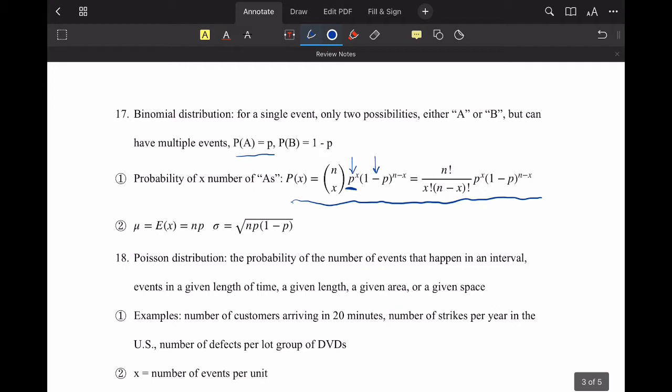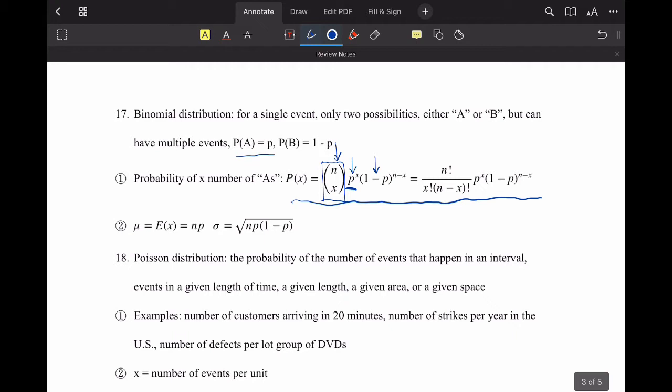And we talked about combination in the last video. Combination basically means that from these n experiments, we need to select x experiments whose result is A. So how many combinations can we get if we select in this way? This is the way to calculate the combination.